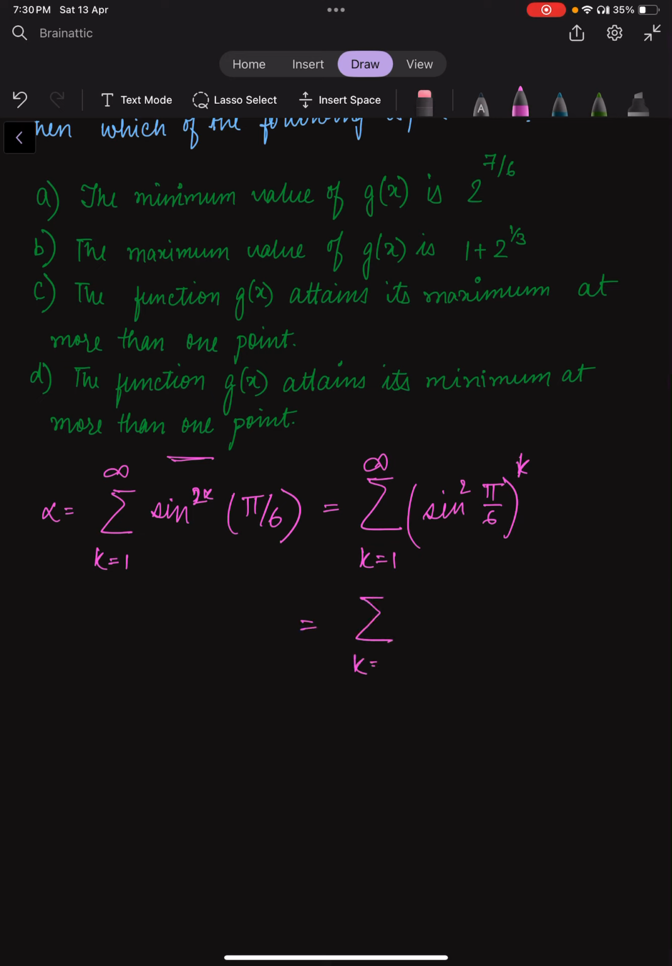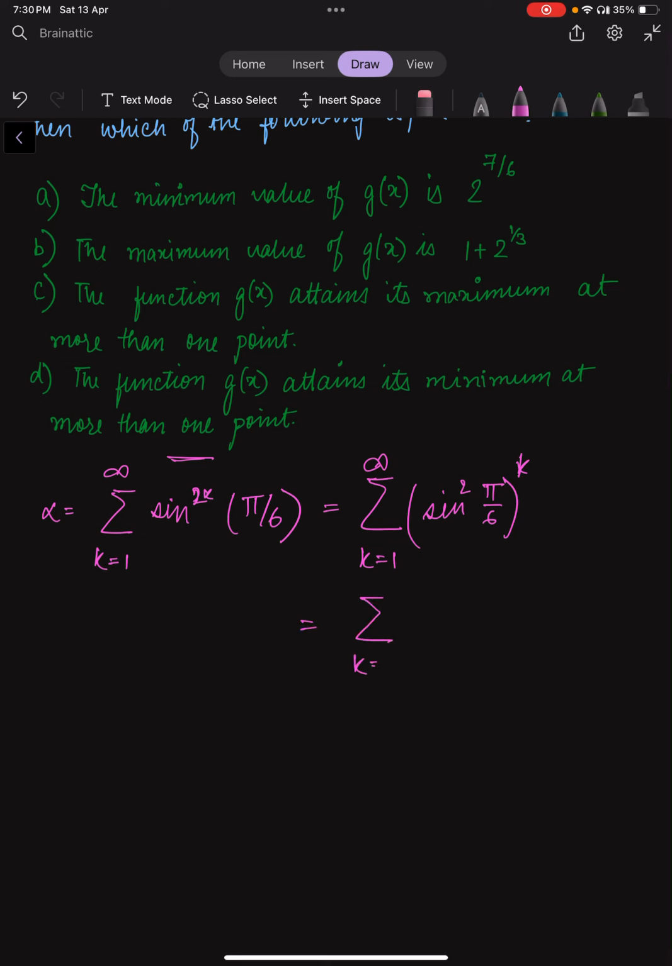Now this is basically an infinite geometric progression and we'll use that. If I write it for clarity: 1 by 4 plus (1 by 4) whole square plus (1 by 4) whole cube, all the way to infinity. So we know the sum of an infinite geometric progression is 1 by 4 divided by 1 minus 1 by 4, and this turns out to be 1 by 3. Okay, so we have found the value of alpha.